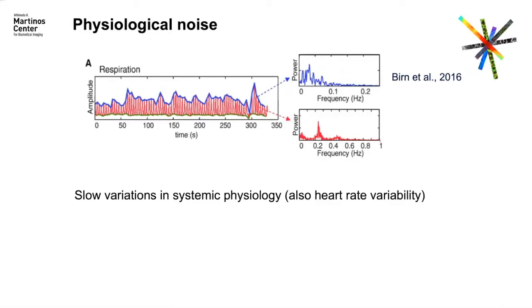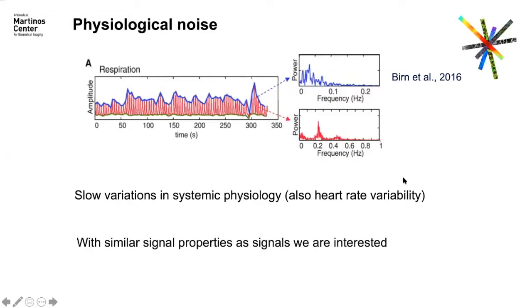So we can also see some slow variations in this kind of systemic physiology, and that can also be happening in heart rate variability, and that can also have some specific frequencies. So it's good to take these kinds of things into account when you measure the data. And importantly, these kinds of signals might have similar properties to the signals we are interested in from the brain. So be extra cautious with this.